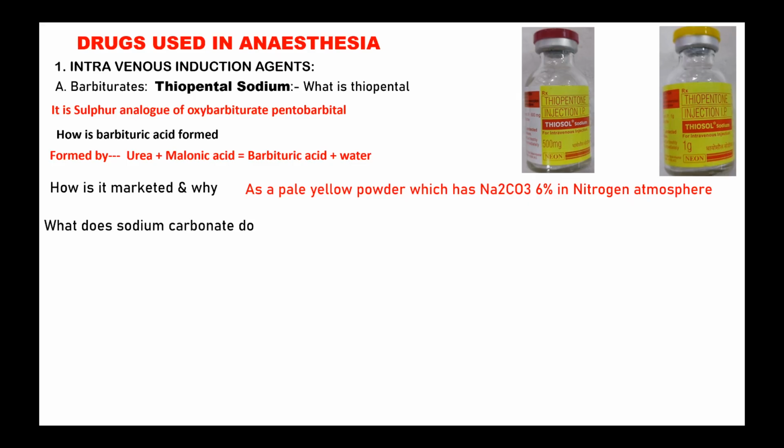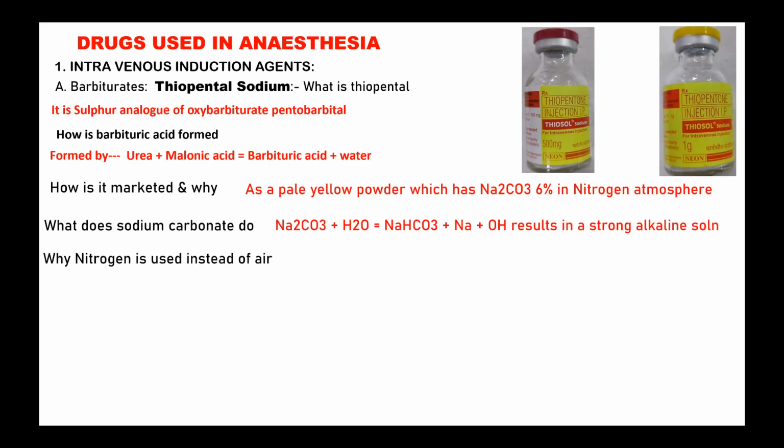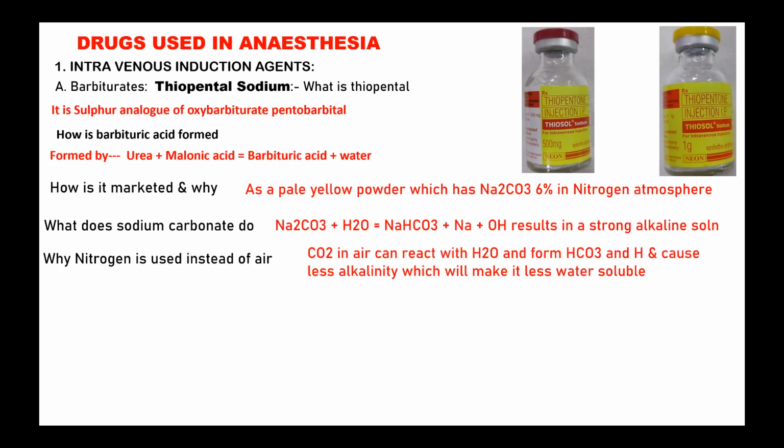What does sodium carbonate do? What is the role? Buffer, sir. It results in a strong alkaline solution. Disodium carbonate and water produce sodium bicarbonate, and that is the one which gives the alkalinity. Why is nitrogen used instead of air? CO2 in air can react with water and form carbonic acid, which would make it less alkaline and less water soluble. Okay.